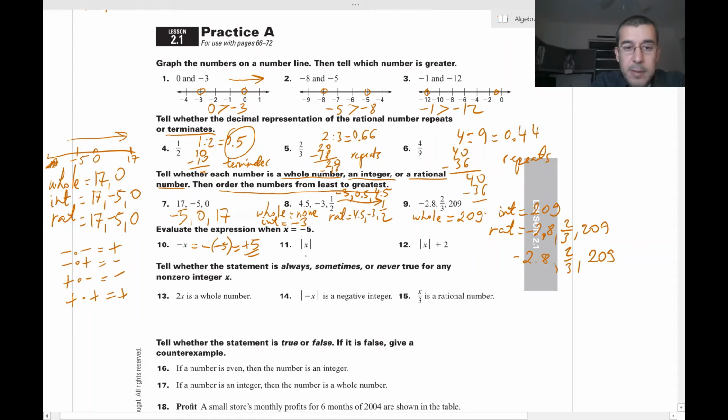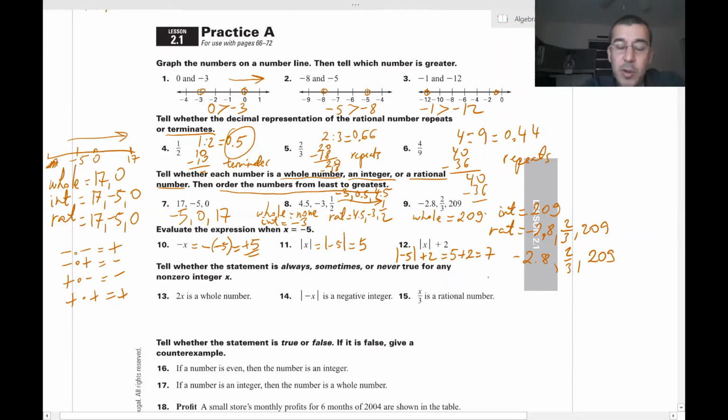And number 11, absolute value of x when x is minus 5. So this becomes absolute value of minus 5. And we know that absolute value of a negative or positive number is a positive number. So absolute value of minus 5 is 5. Number 12, absolute value of x plus 2. Absolute value of x is minus 5. So absolute value of minus 5 plus 2. We know that absolute value of negative or positive numbers is a positive number. So absolute value of minus 5 is 5. So 5 plus 2 is 7.